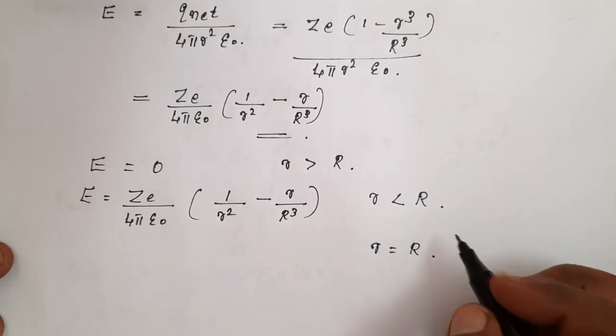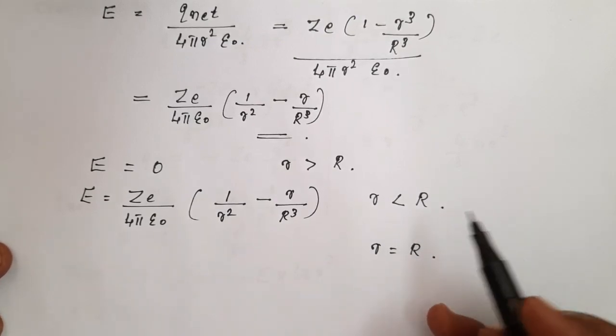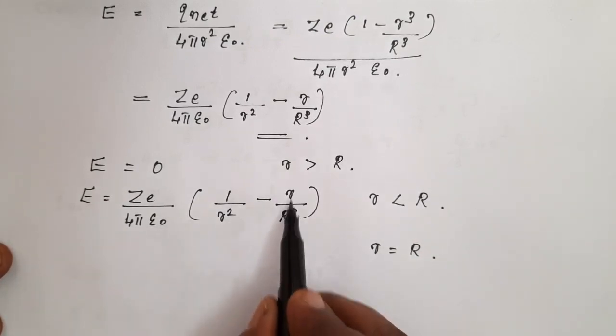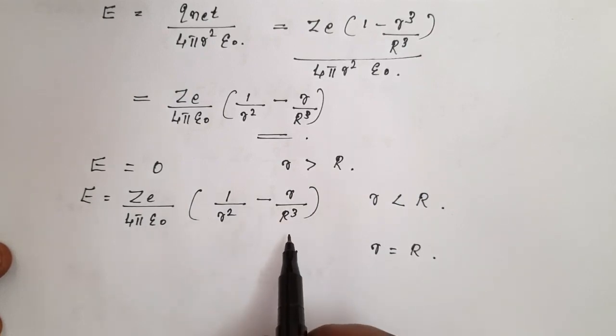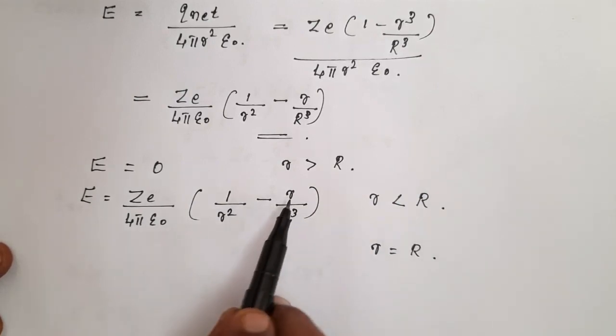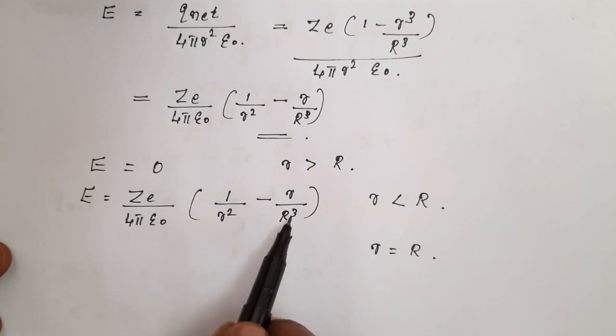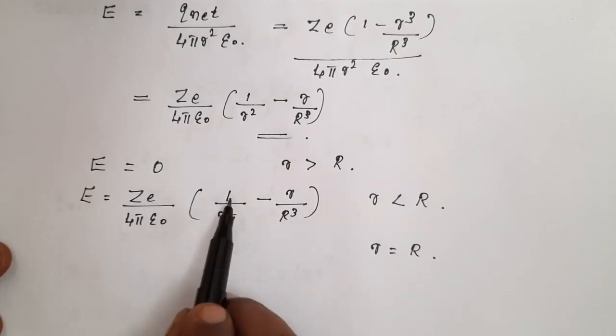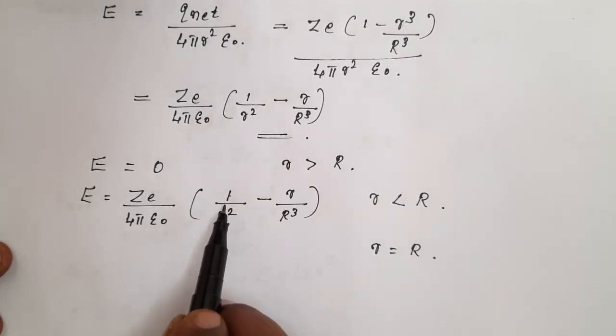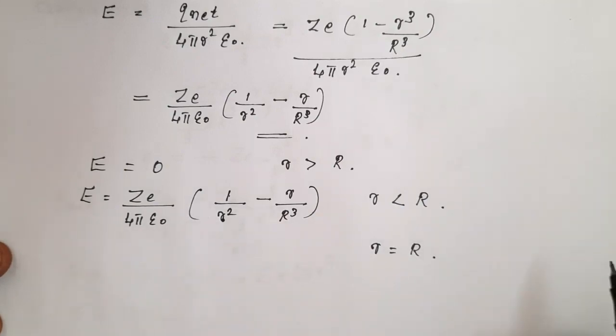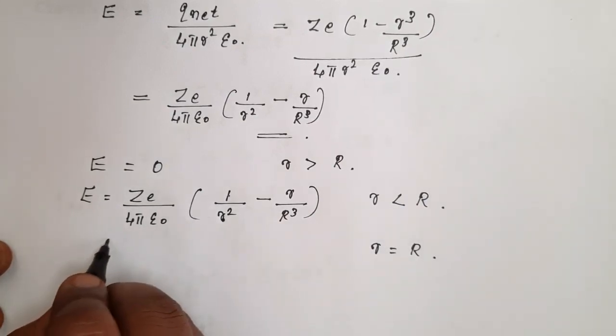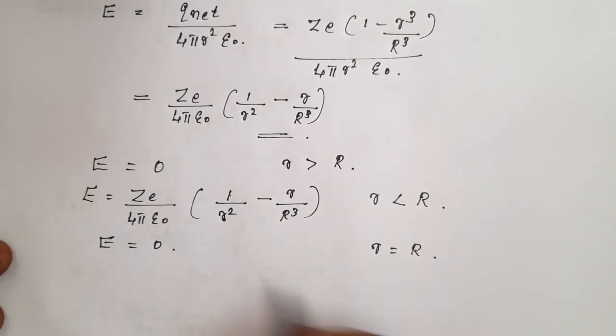What will be the case? That means on the surface of the atom, you just substitute r equal to capital R in this equation. So when you put r equal to capital R, it becomes 1 by r square here, and here also 1 by r square. 1 by r square minus 1 by r square becomes 0, and that is equal to 0.